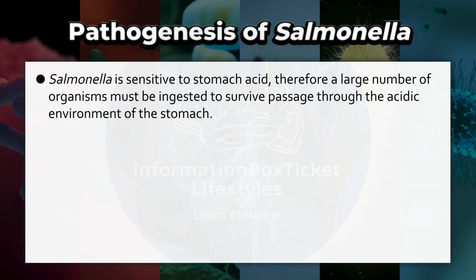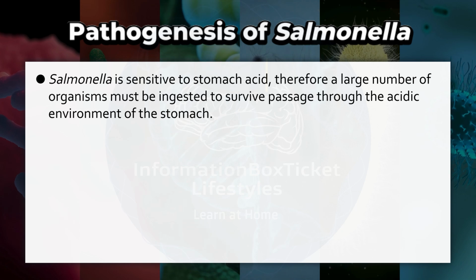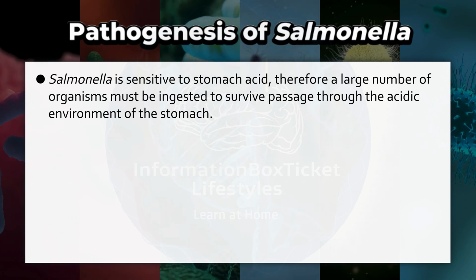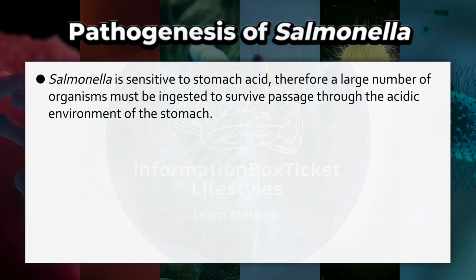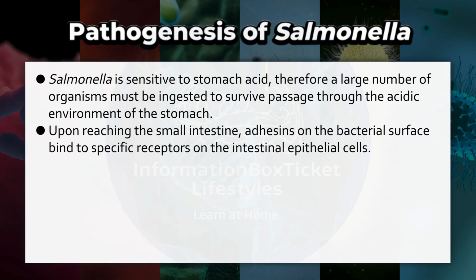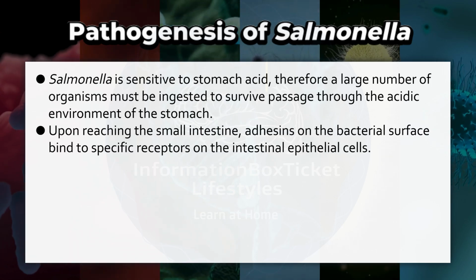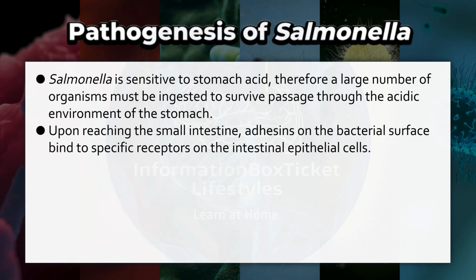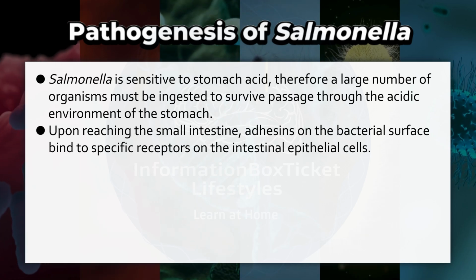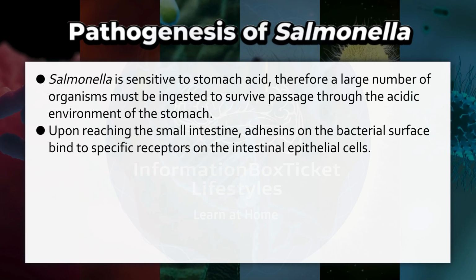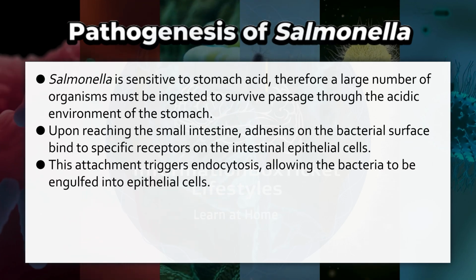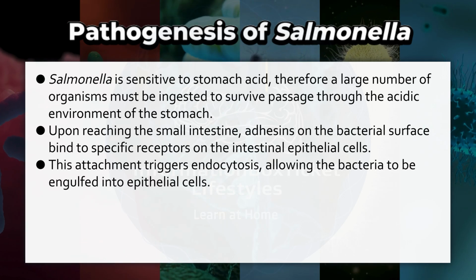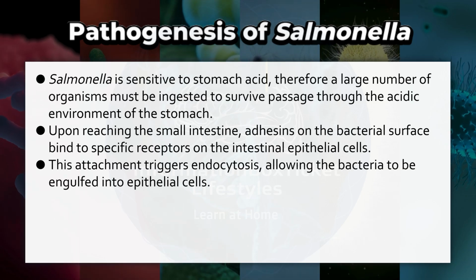Salmonella is sensitive to stomach acid, therefore a large number of organisms must be ingested to survive passage through the acidic environment of the stomach. Upon reaching the small intestine, adhesins on the bacterial surface bind to specific receptors on the intestinal epithelial cells. This attachment triggers endocytosis, allowing the bacteria to be engulfed into epithelial cells.